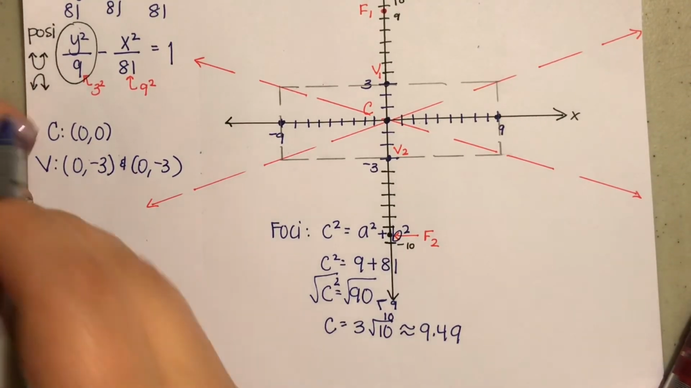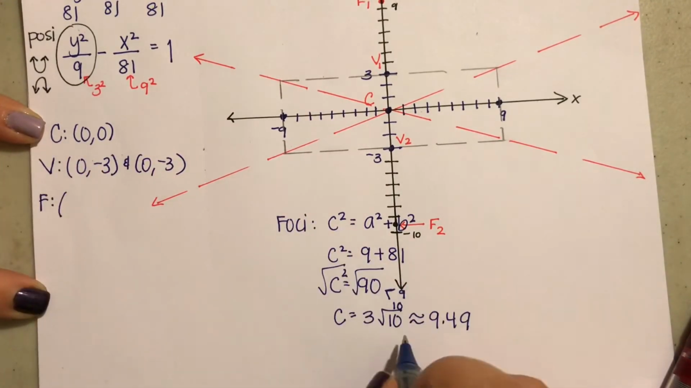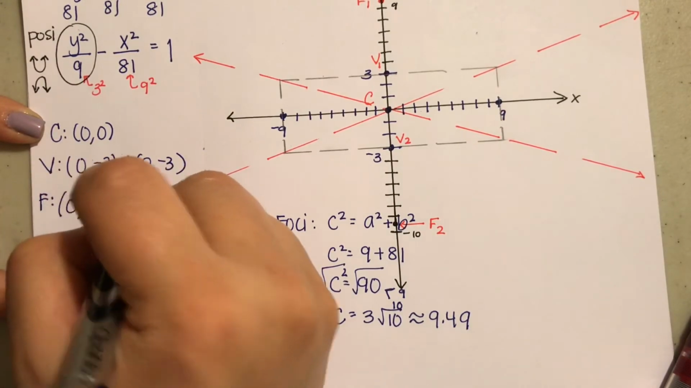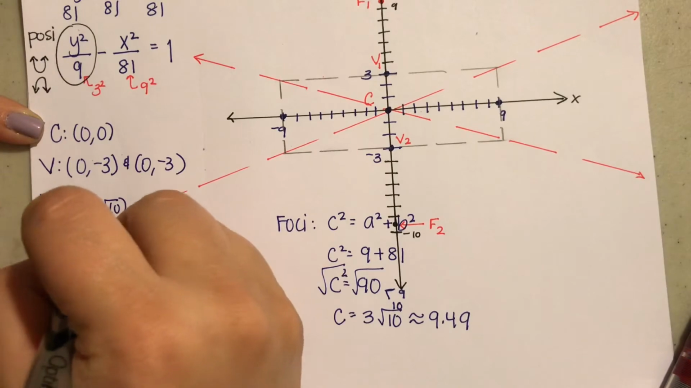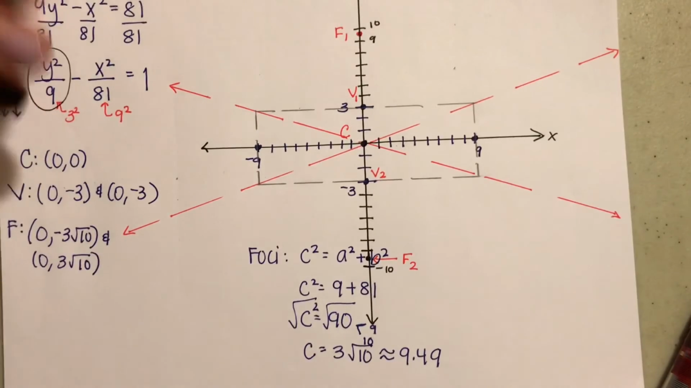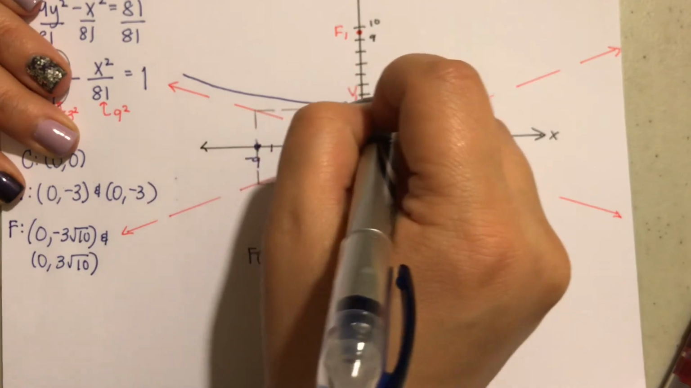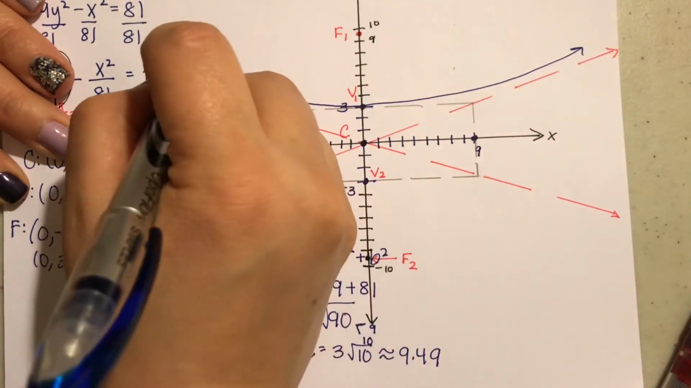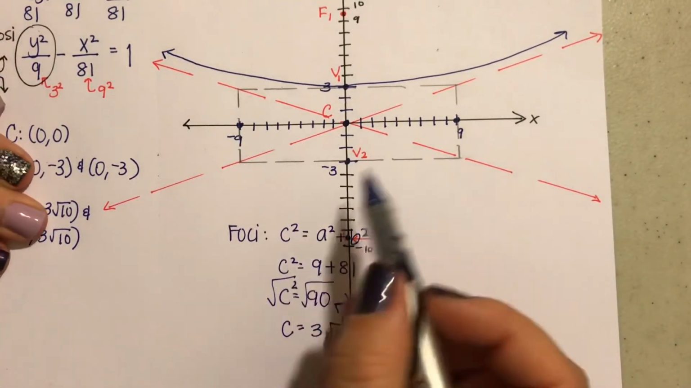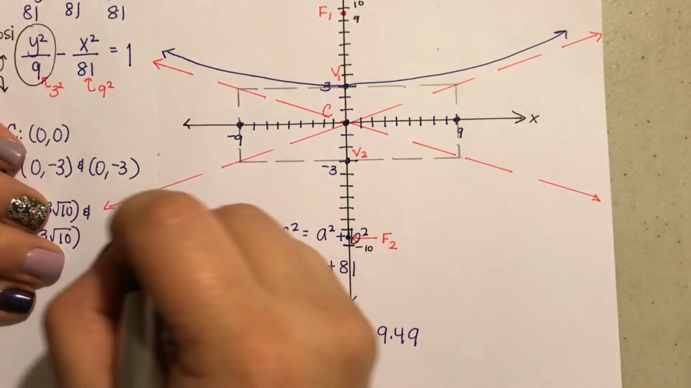Okay, so we can write out those ordered pairs. So the foci are located at (0, -3 root 10) and (0, 3 root 10). Okay, so let's go ahead and sketch in our hyperbola. Again, this one is really wide, and it just has to do with the values that we were given. This is a big part of why I like the asymptotes so much. It gives us those kind of guidelines on how to draw it.